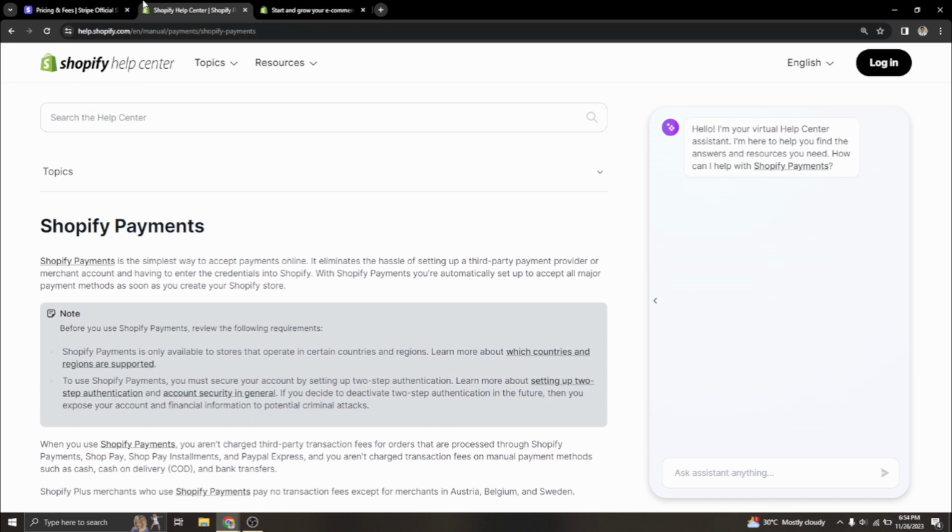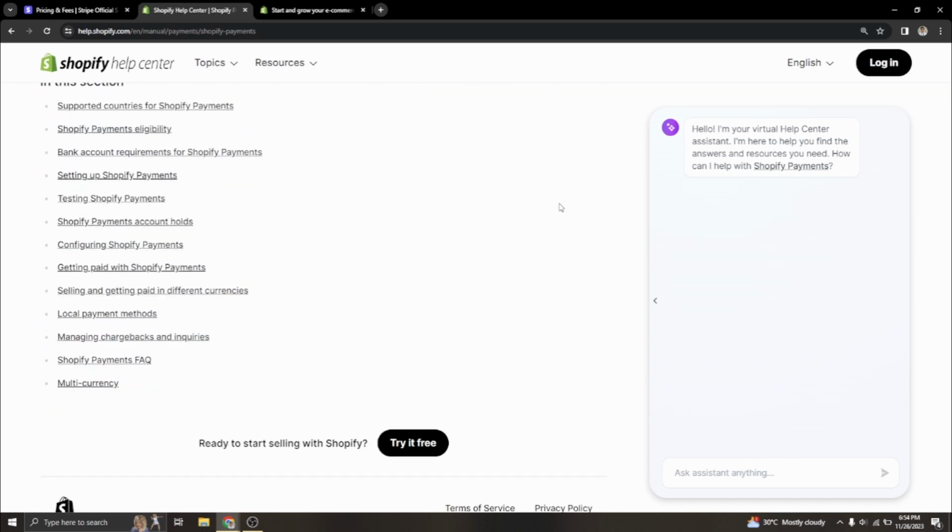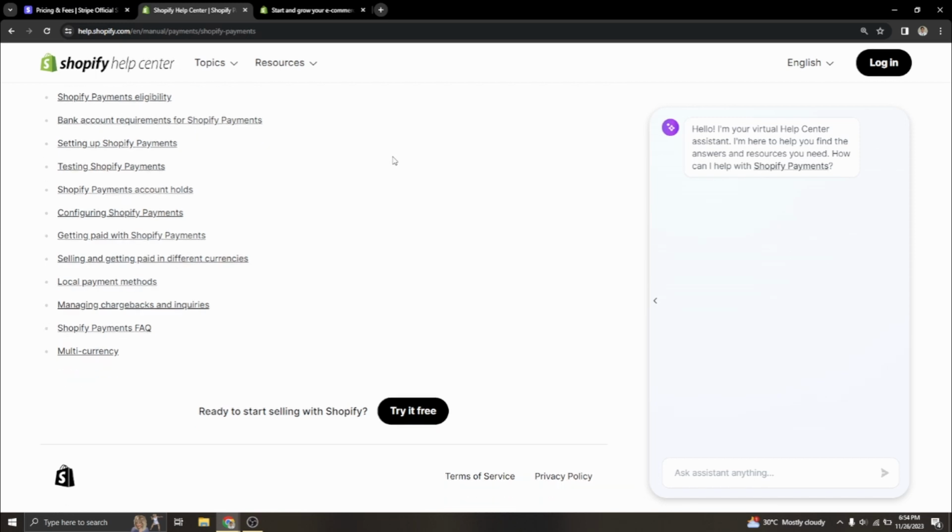The thing here is the frequency of your payments will vary depending on your location, so depending on what country you are in. For example, if you are in the USA, Shopify will process payments every 2 days. In most other countries, you can expect payouts every 3 days. So that is the difference.